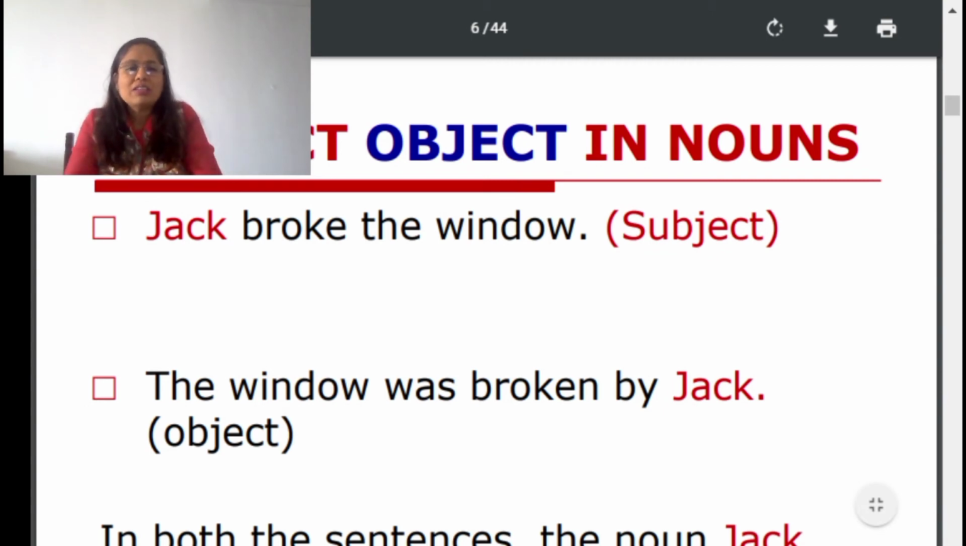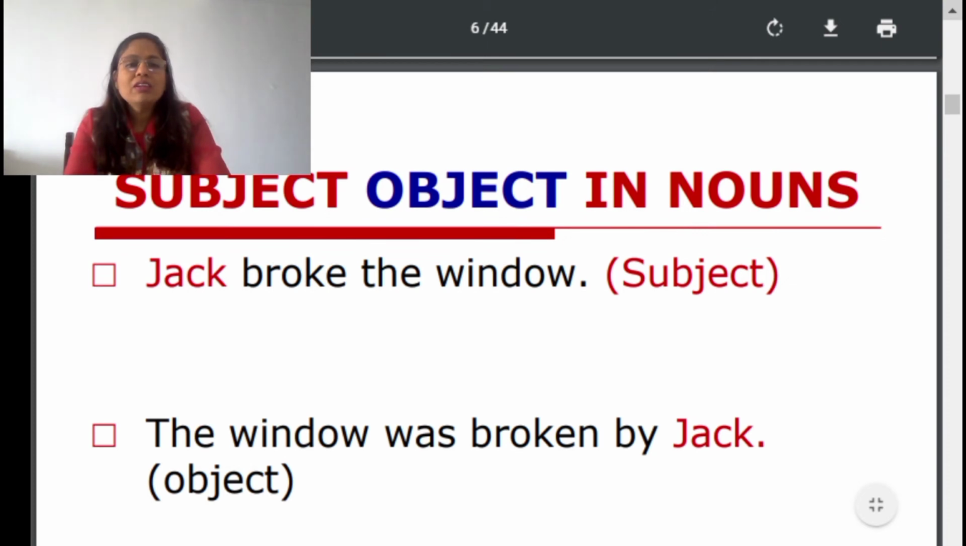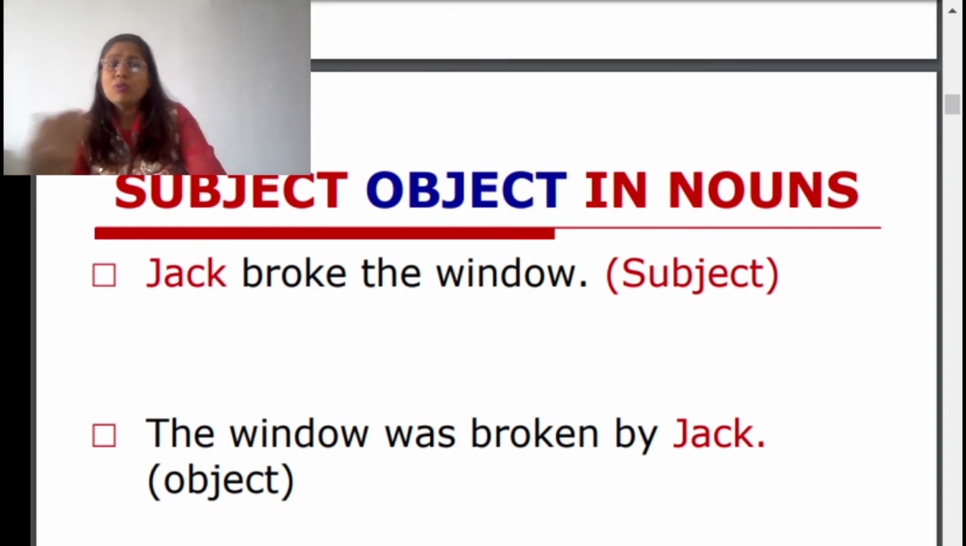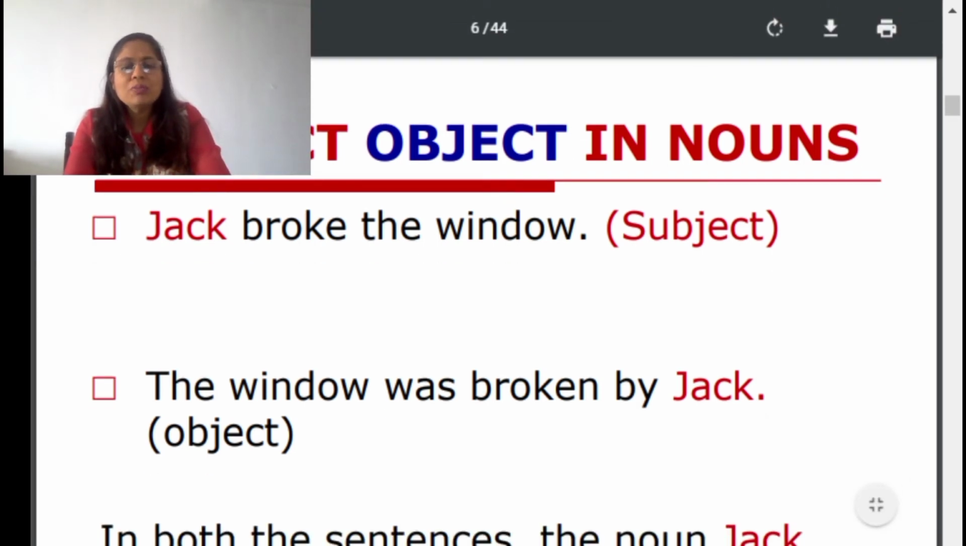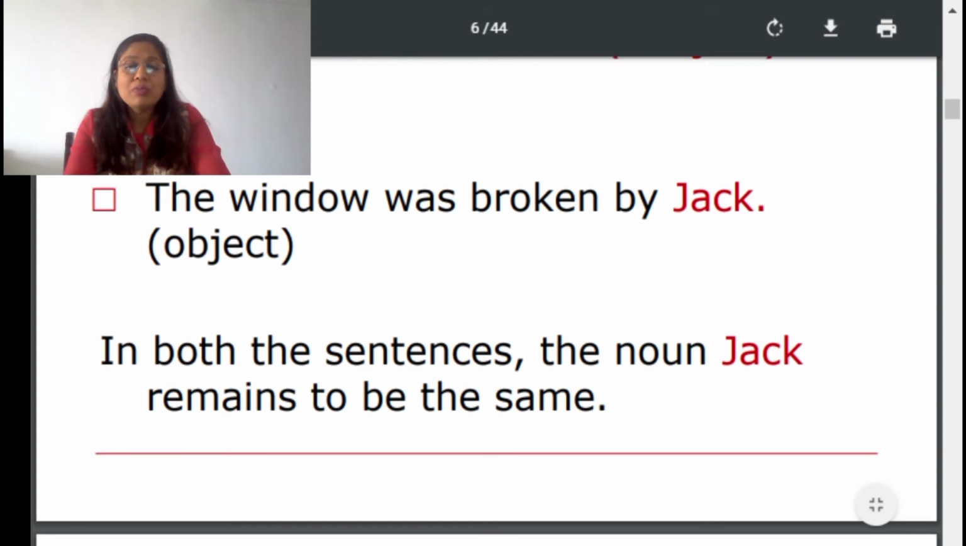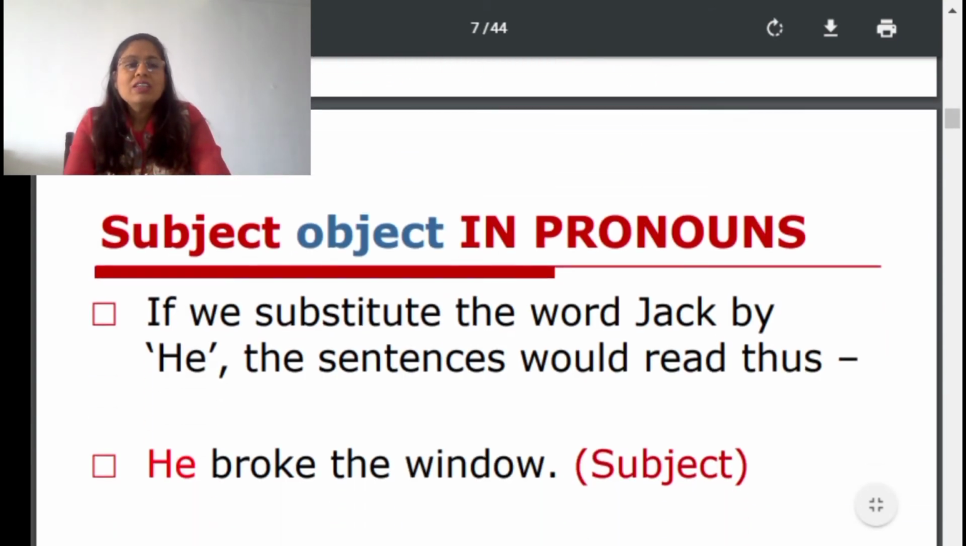Look at this sentence. Jack broke the window. Here, the noun Jack is the subject of the sentence. The second sentence, the window was broken by Jack. Jack is in the objective case of the sentence. In both the sentences, the noun Jack remains to be the same. Is this the case with pronouns too? Let us see how the subject and object combination changes in the case of pronouns.